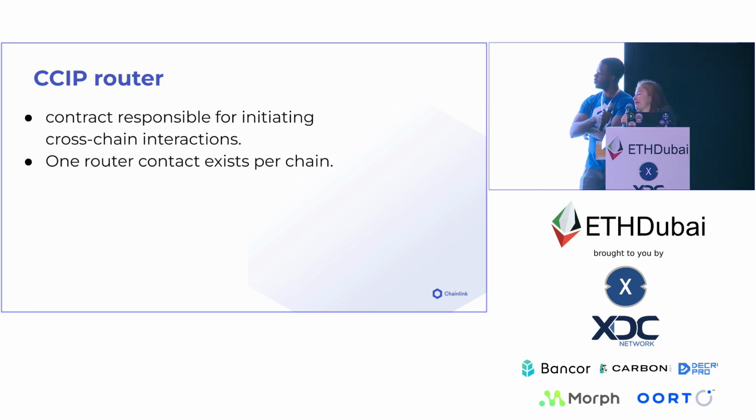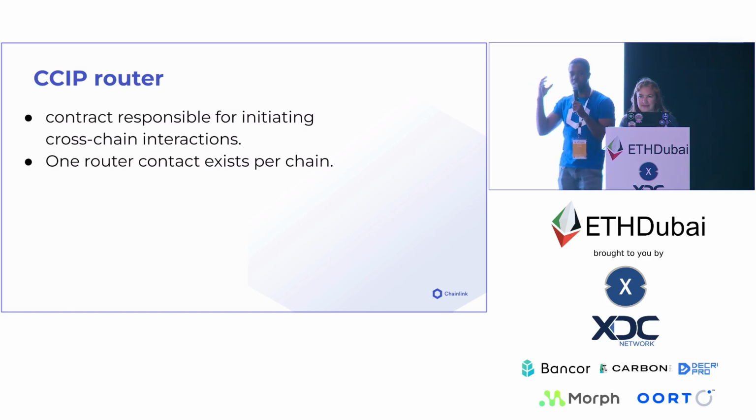And what is the router, Amesh? So the router is the contract that you will be interacting with whenever you are sending your CCIP message. So every chain has its own router contract, and essentially to send a message, whether you build your own smart contract or whether you interact with the router directly, this contract is responsible for emitting the event that is picked up by the oracle network to process your CCIP message.